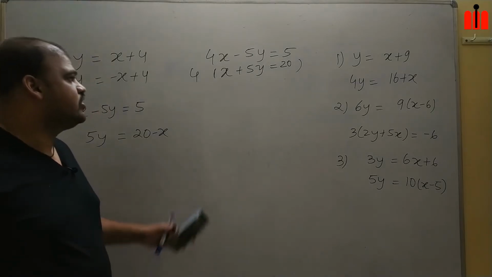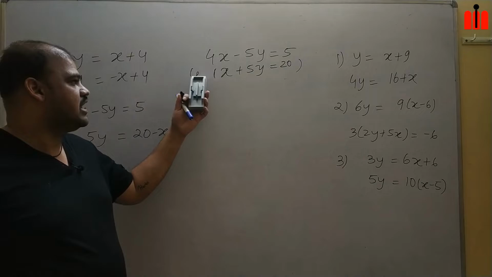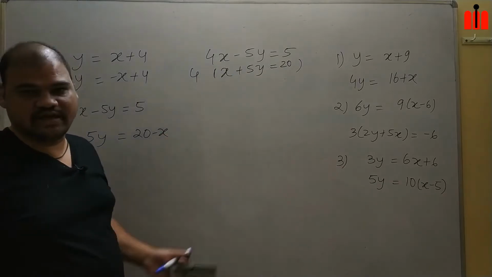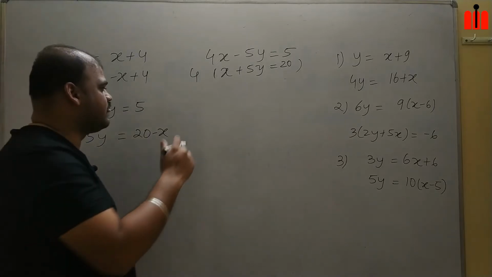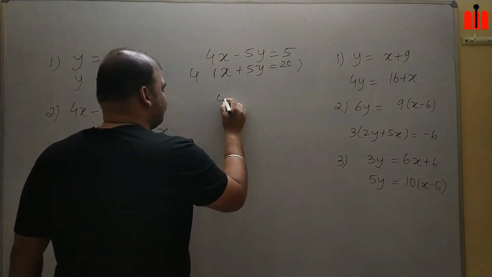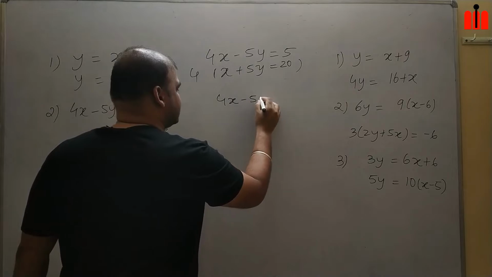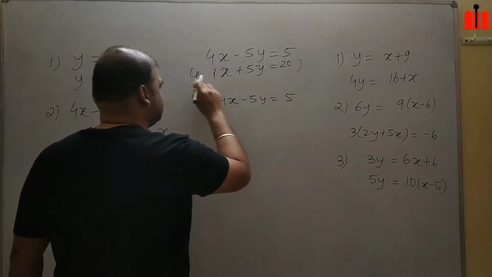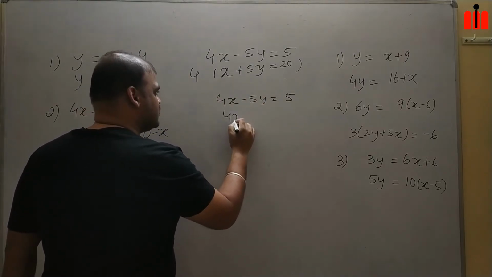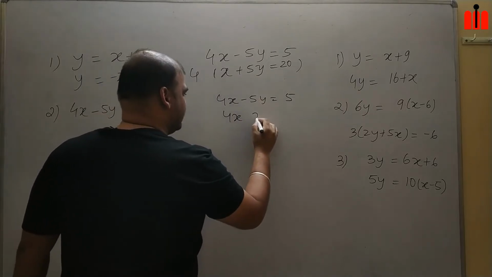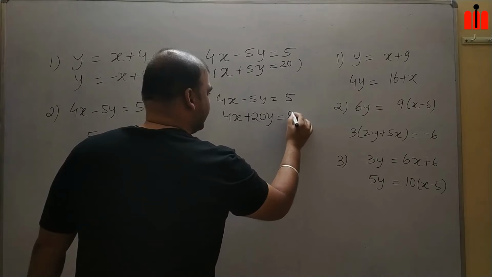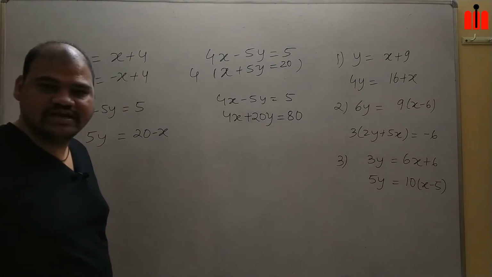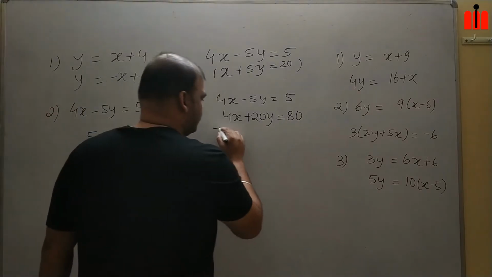Are you getting it? So first what I will do, I want to make the x coefficients same, because I want to eliminate x from this equation. So first equation will be 4x minus 5y equal to 5, and second equation will be 4x, 4 into 5 it will be 20, plus 20y equal to 80. 4 into 20 is 80.